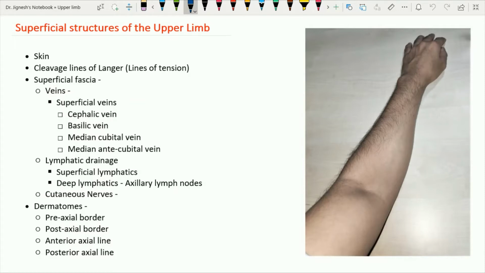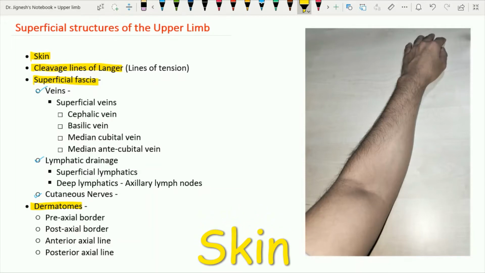In this topic we are going to see the skin, cleavage lines of Langer within the upper limb, superficial fascia, and within the superficial fascia we will try to see the veins, lymphatic drainage, and the cutaneous nerves of the upper limb. Along with that, we are also going to see the dermatomes within the upper limb. Let's see the skin of the upper limb.